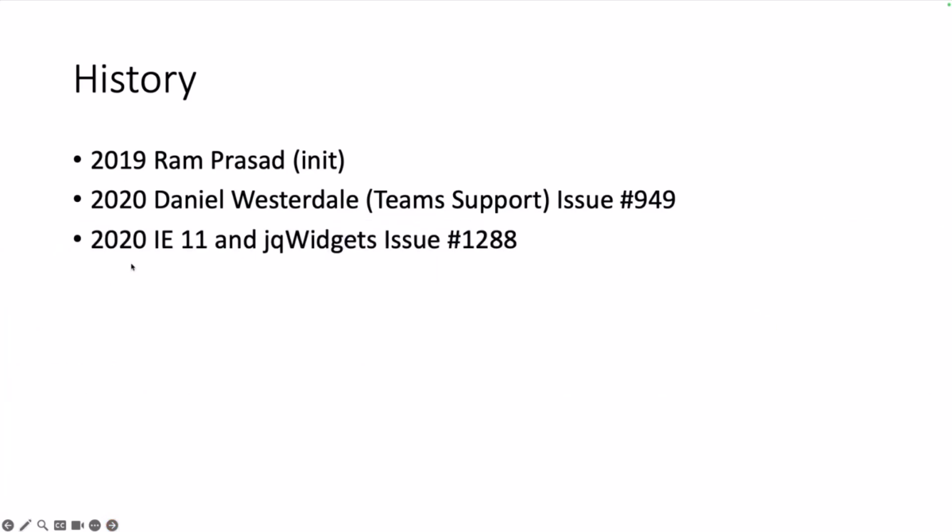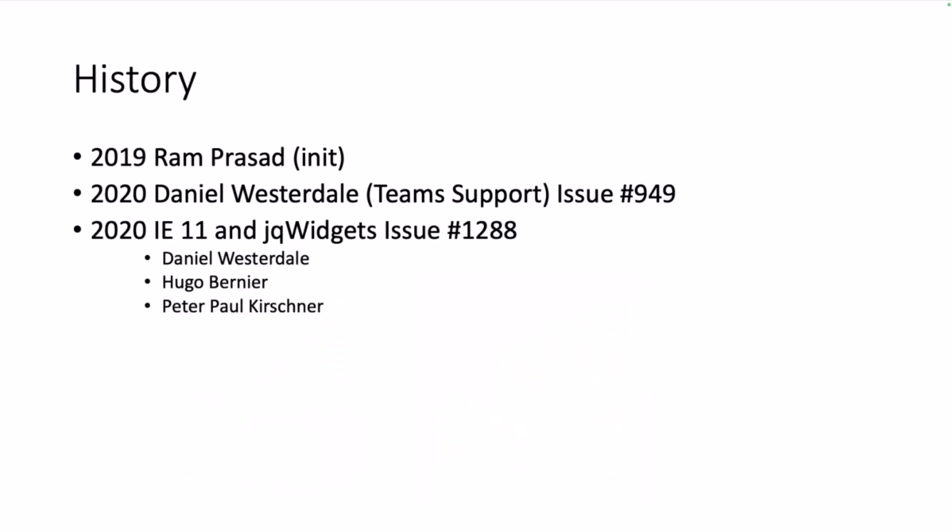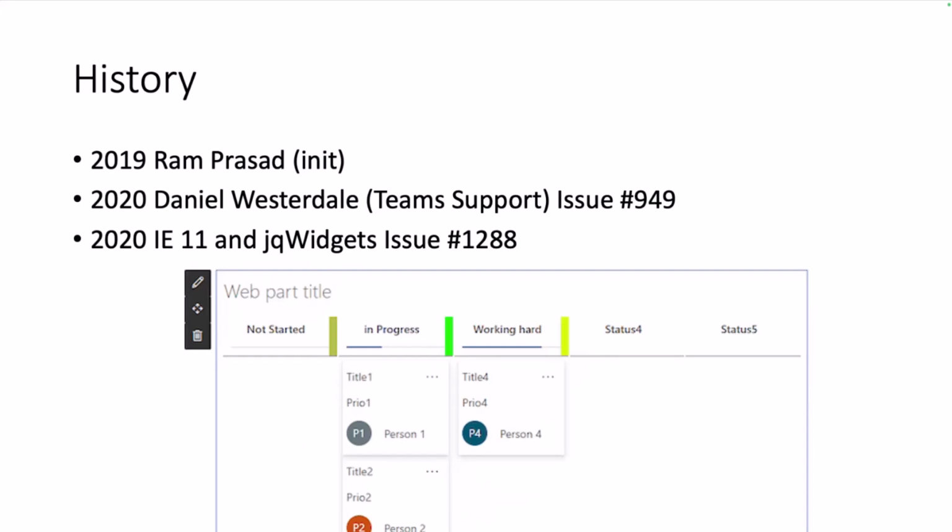The next big thing was also in 2020. There was an issue and they said, hey, we want to use this web part in Internet Explorer 11. Meanwhile, Internet Explorer is end of support. I'm really happy. It's three years ago, but with this issue, Daniel, Hugo, and me rewrote the complete web part and made it with the Office UI Fabric. It's called Fluent UI nowadays.